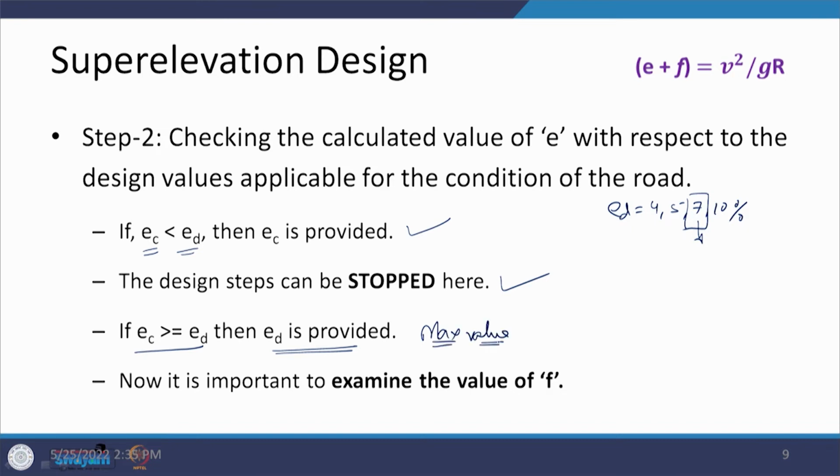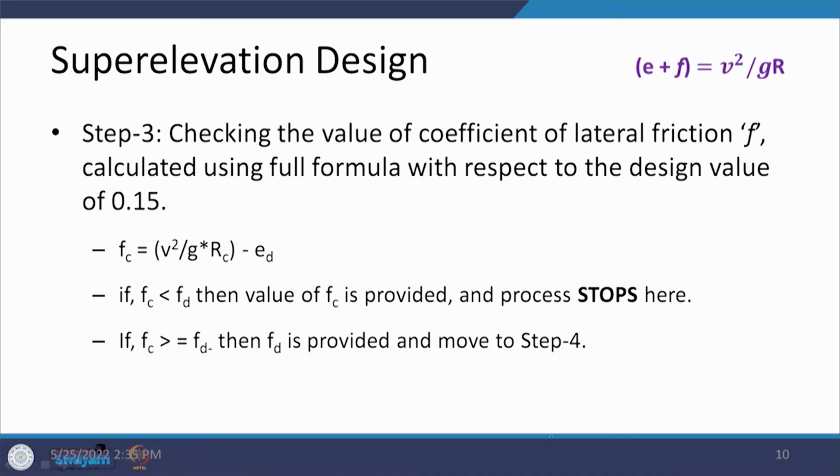So, this maximum value is going to be provided, and once we have provided this ED value, we have to make a check regarding the value of the coefficient of lateral friction, that is F. What we have found is that whatever the speeds with respect to the radius of the curve, E is itself not going to sustain that, and therefore some of the effect is going to be taken care of by the factor F. So, we go to step 3, where we are going to check the value of F. We will compute the value of F now, and check it against the design value of F, which is 0.15.